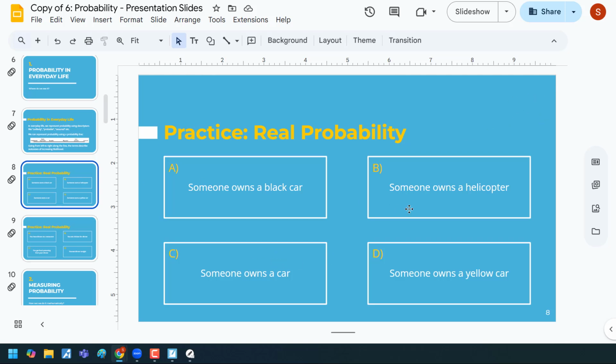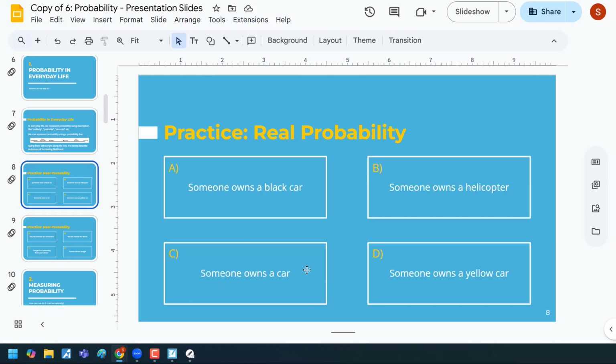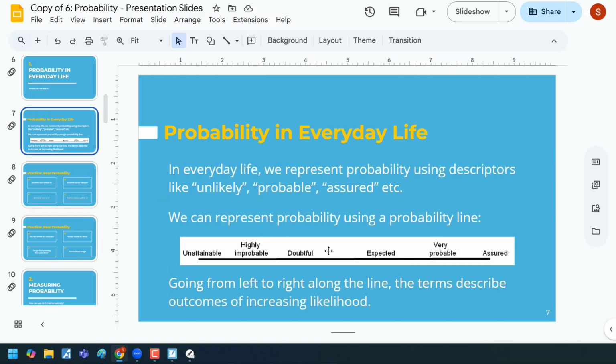Someone owns a car, that's very probable. It's not 100% because not every single person owns a car, but it's very probable because I think most people do own a car. Someone owns a yellow car, same thing as the black car. It's one of those things where it's expected, or maybe they may own a yellow car. So maybe it's doubtful actually, because yeah, maybe they own a car, but maybe it's not yellow. So probably doubtful.